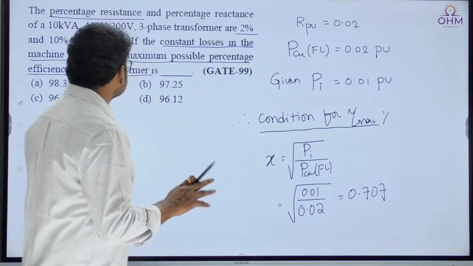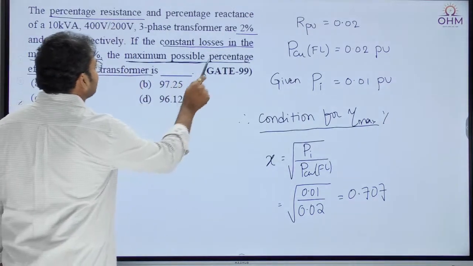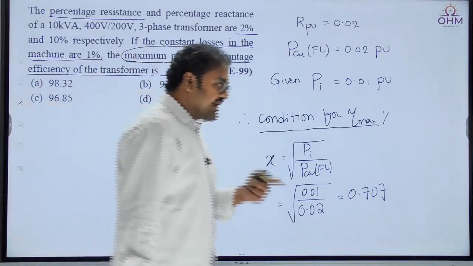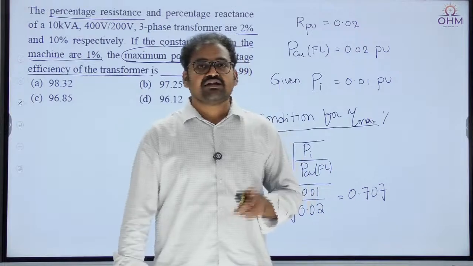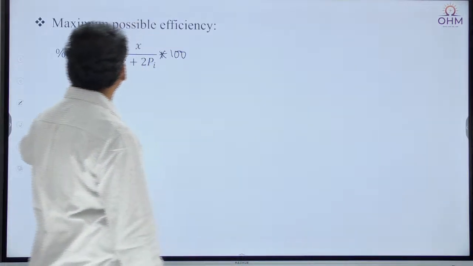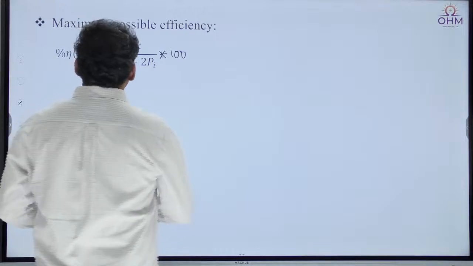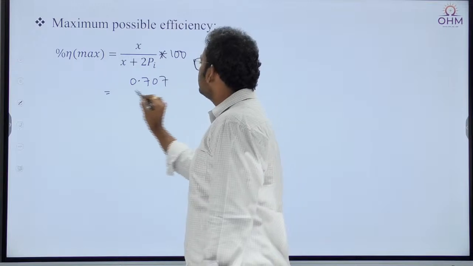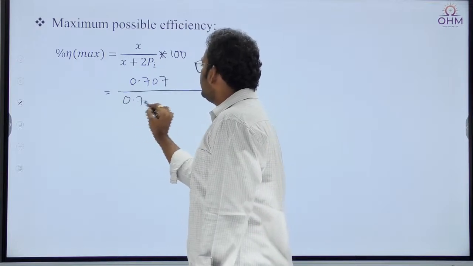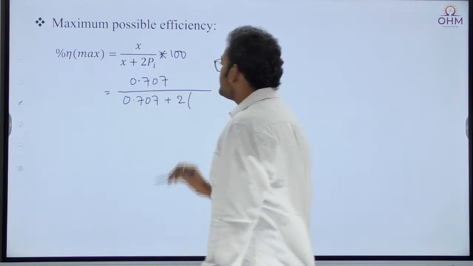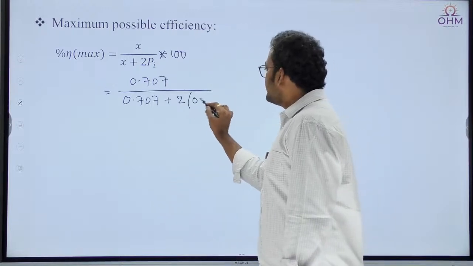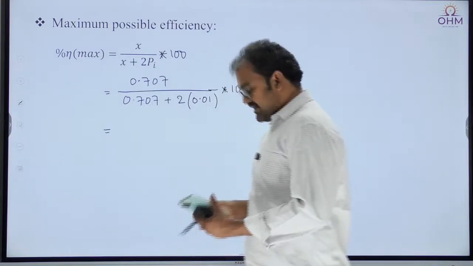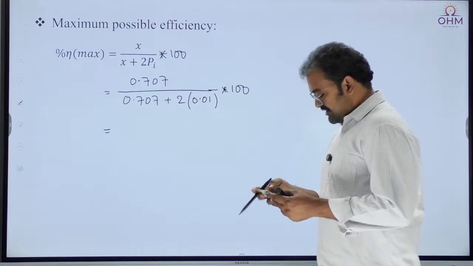But we are simply asked to identify maximum possible efficiency. We know maximum possible efficiency means what power factor? Unity power factor, right? This is the formula I already mentioned. So can I substitute directly here? x equal to 0.707 divided by 0.707 plus 2 times the iron losses. Iron loss is 1%. Therefore, this is the maximum possible efficiency. Okay, so let me calculate.